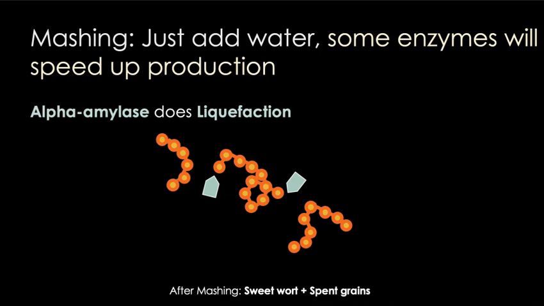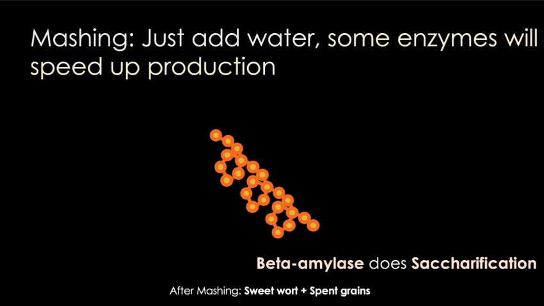Then after alpha amylase has done its job, beta amylase can take part. And beta amylase is responsible for saccharification. The main difference between alpha amylase and beta amylase is that alpha amylase picks any point along the chain. Beta amylase only nibbles or cuts on the edges of the chain. So if we pick a point, let's say a small point near the end of the chain, what we're going to find is that a 2-unit short sugar has been detached from my starch molecule.